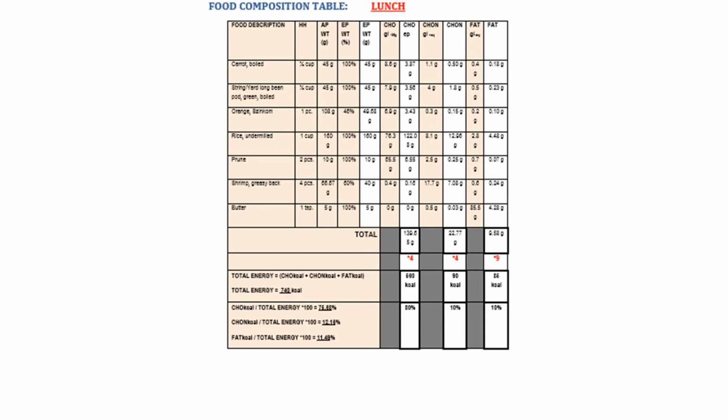EP weight percentage is 100%. By looking at the percentage, we can conclude that the EP weight is 45 grams also. Carrots has 8.6 grams of carbohydrates. By applying the formula stated earlier, we get 3.87 grams. After getting all the values, we can now total them and multiply the carbohydrates and protein by 4 and fat by 9. Then total it to get the total energy. To get the percentage of each macronutrient, in particular carbohydrates, the kcal will be divided by the total energy and multiplied by 100.